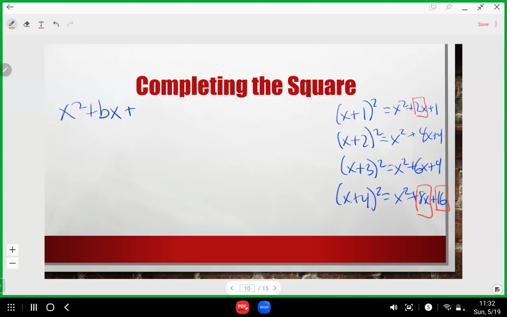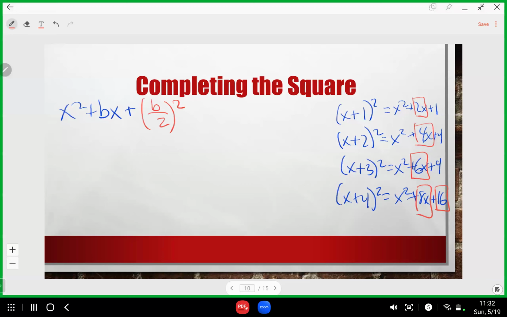See here, 2 divided by 2 is 1. Square it, you get 1. Okay? This one, 4 divided by 2, squared is equal to 4. All right, this one, 6 divided by 2 is 3, squared is equal to 9. That's what we do here. So this term is actually going to be b over 2 squared, and that's going to be the constant.